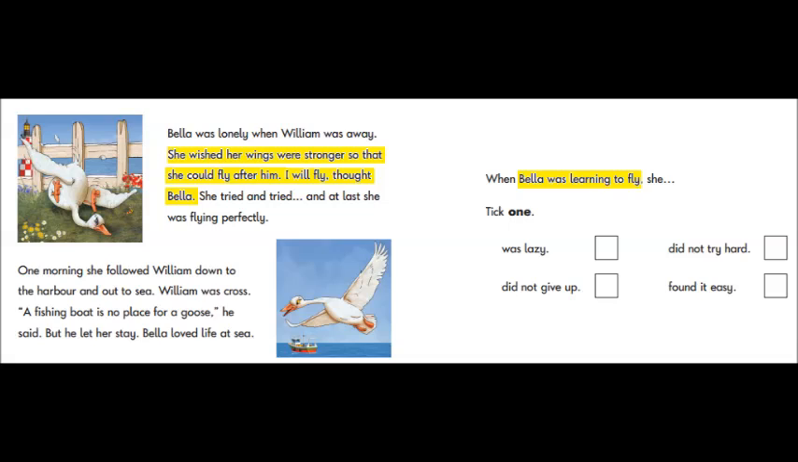Although, to make sure you are understanding the context properly, ensure you read the sentence before and the sentence after the one that you pick out. In this instance, the sentences that we will be reading are as follows. She wished her wings were stronger so that she could fly after him. I will fly, thought Bella. She tried, and at last she was flying perfectly.